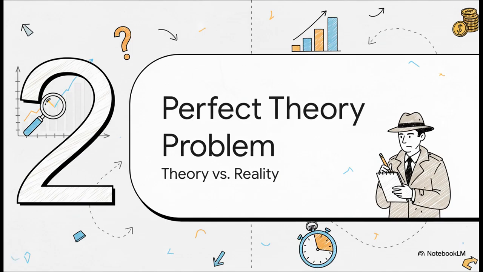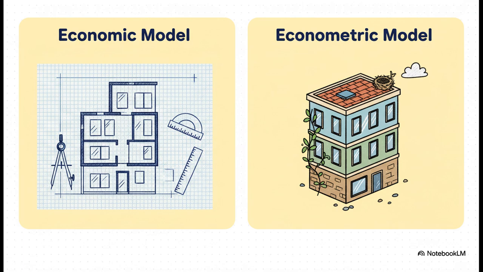This gets us to the absolute heart of the challenge, which is understanding the huge difference between a model that lives nicely in a textbook and one that has to survive out in the wild. Just take a look at this comparison. An economic model is like a perfect blueprint for a building, right? It describes this ideal, exact relationship. But an econometric model, that's the building after it's been built. It has to account for all that real-world chaos, the randomness, the unpredictability. It's theory plus a very healthy dose of reality.